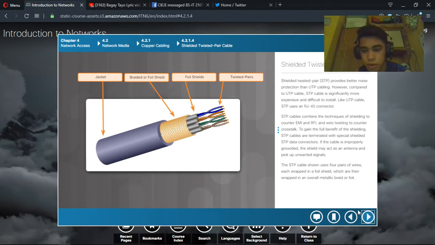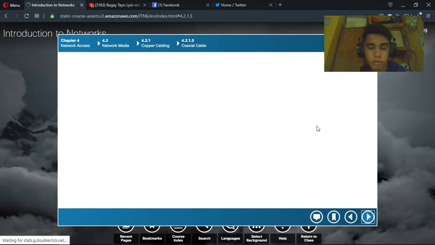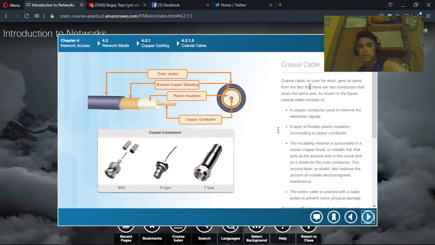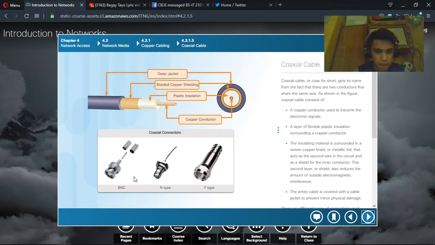Okay, coaxial cable, or coax for short, gets its name from the fact that there are two conductors that share the same axis as shown in the figure. These are the BNC, the N type and the F type of the coax cable. It has an outer jacket like the STP, braided copper shielding, plastic insulation inside, and a copper conductor.